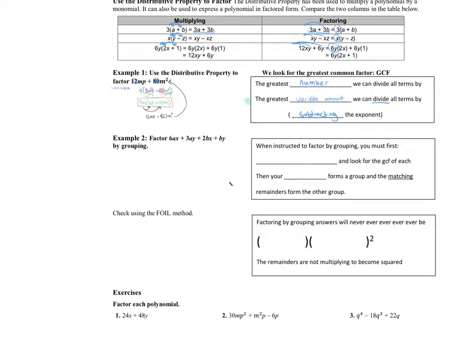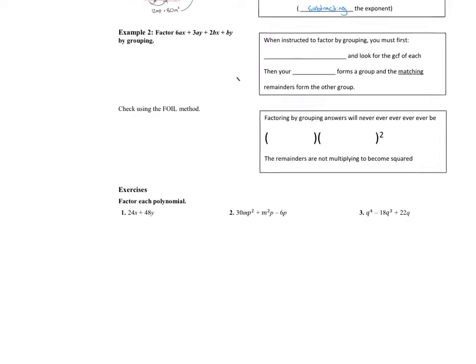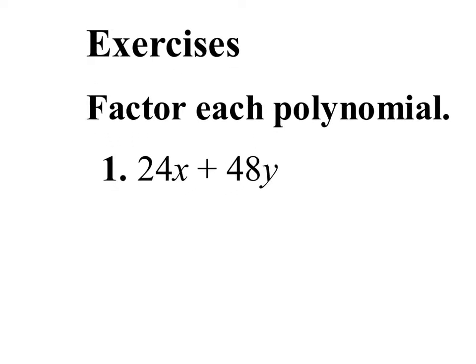So what we're going to do now, before we look at the next type, for example 2, we're going to come down and try some of these. We're going to look for GCF, so both the number and the variable. For 24 and 48, both of these are divisible by 24. So I'm going to divide them both by 24, leaving me with a 1x plus 2y.